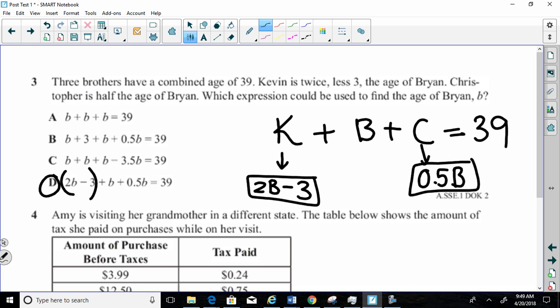This is really weird. On your ACT and SAT, they would have you combine like terms and all that. But so it's substitution.